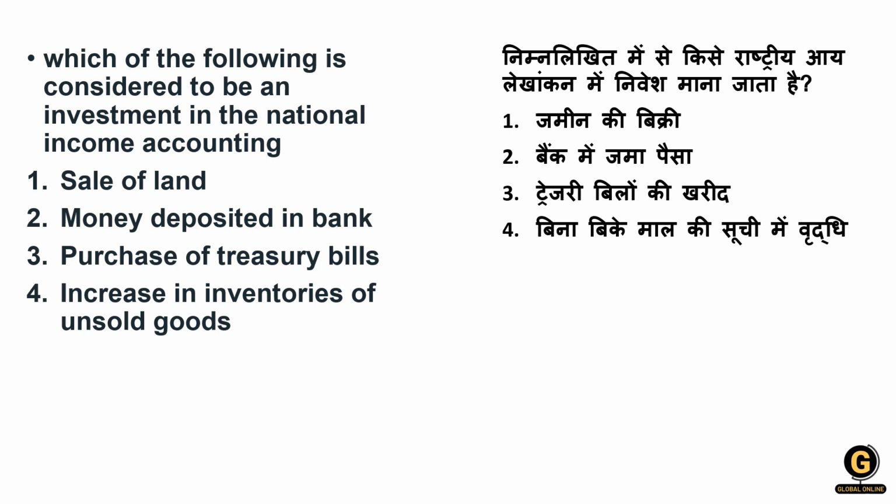Which of the following is considered to be an investment in national income accounting? Options are sale of land, money deposited in banks, purchase of treasury bills, increase in inventories of unsold goods. Sale of land, money deposited in banks and purchase of treasury bills are not considered an investment. But an increase in inventories of unsold goods can be considered an investment in national income accounting. So our correct answer will be option 4. Okay, let's move to the next.